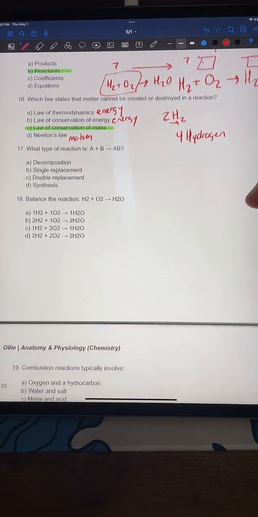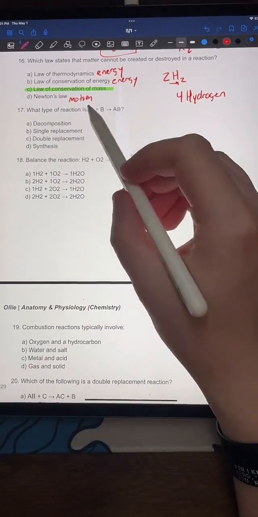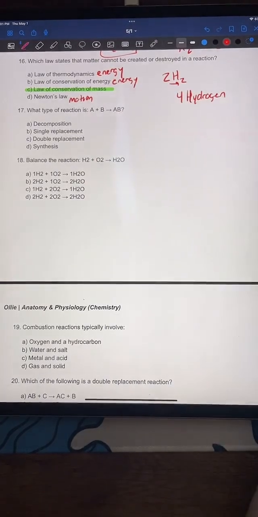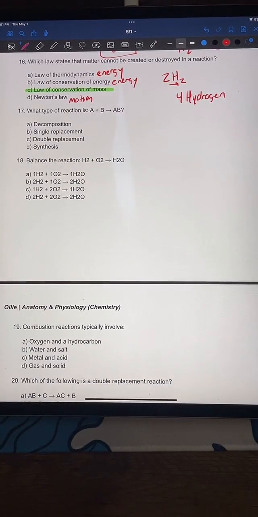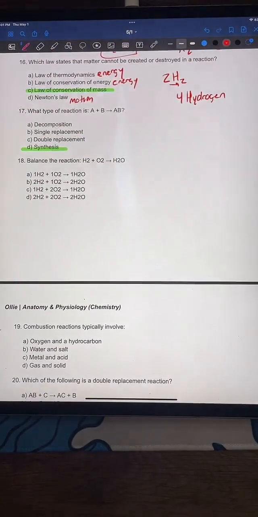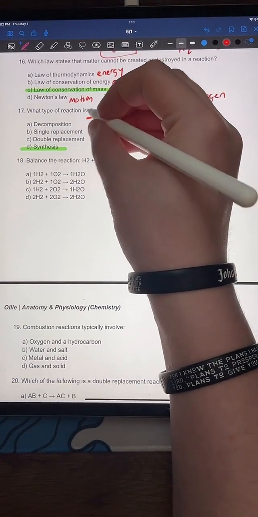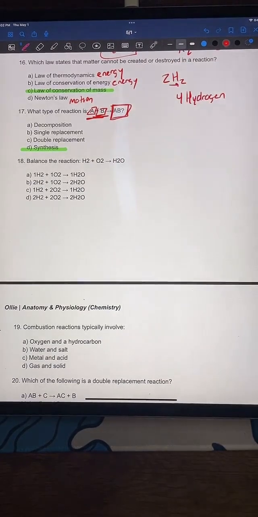Alrighty. Moving on to number 17. What type of reaction is where we have A plus B equals AB? So A and B have combined to create AB. What kind of reaction is that? So if we build something up, what does that get referred to as? Awesome. It is D. It is synthesis. A synthesis reaction combines two or more substrates into one compound. So A and B were separate and they came together to form a compound.